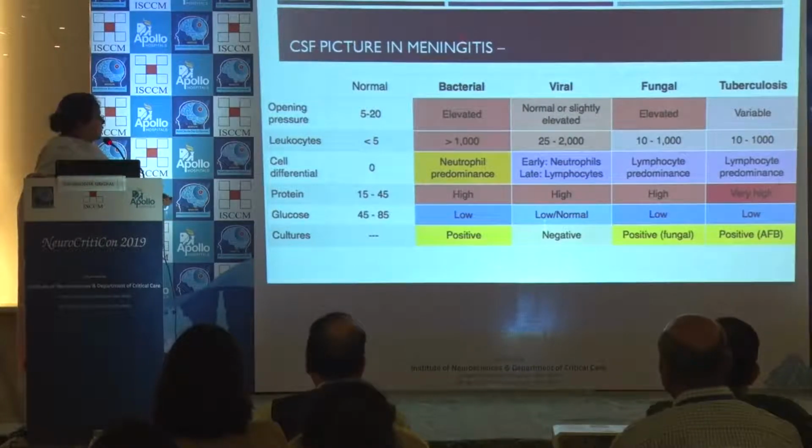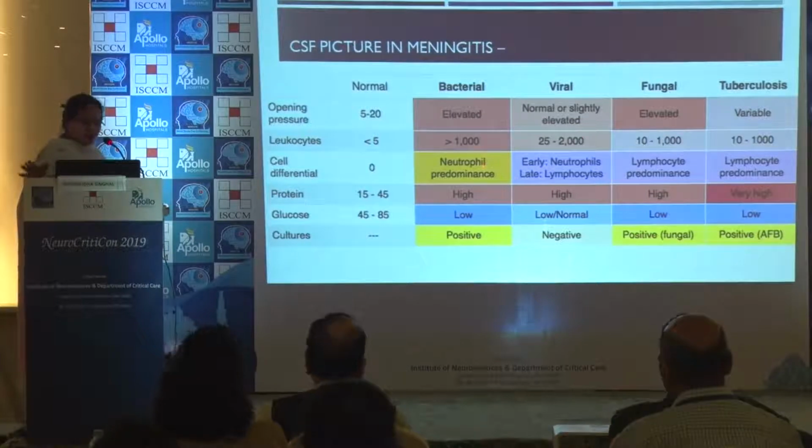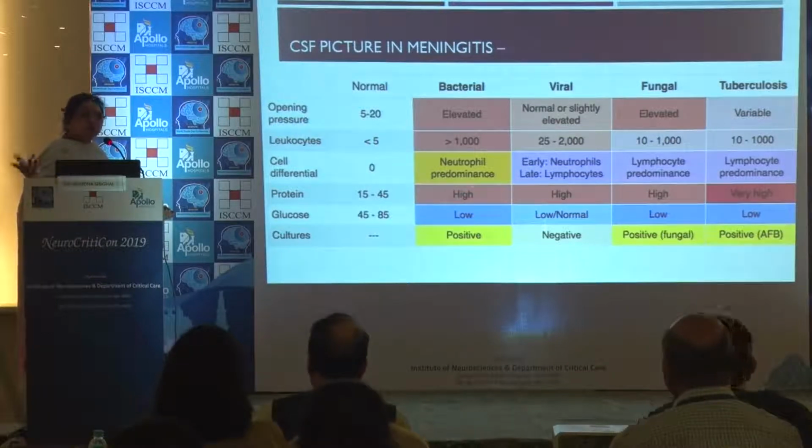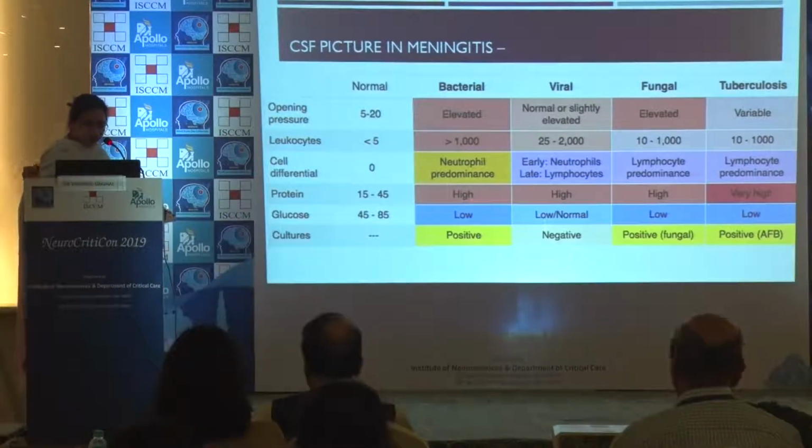All right, talking about viral encephalitis, the opening pressure is usually normal. There is leukocytosis, but in the early phase you may have neutrophils, though usually it is lymphocytic predominance. Proteins are high, and glucose is usually normal. The cultures are, of course, negative.